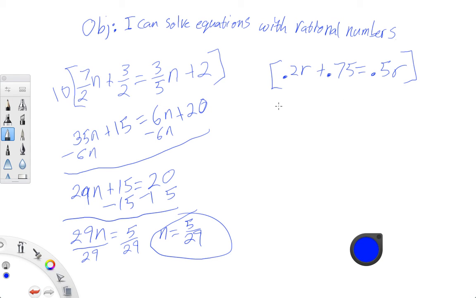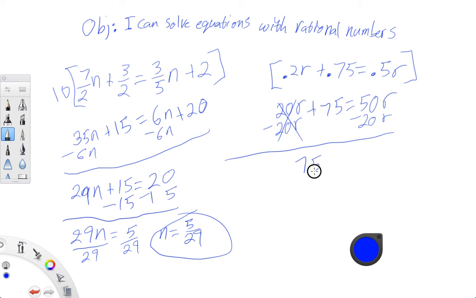So 100 times 0.2 gives me 20r. 100 times 0.75 gives me 75. And 100 times 0.5r gives me 50r. Okay, now I can subtract my 20r from both sides. And that's going to cancel. Then I have 75 equals 50 minus 20 is 30r. Divide both sides by 30. And I get r equals 75 over 30. That is 2.5. You can use a calculator for that.